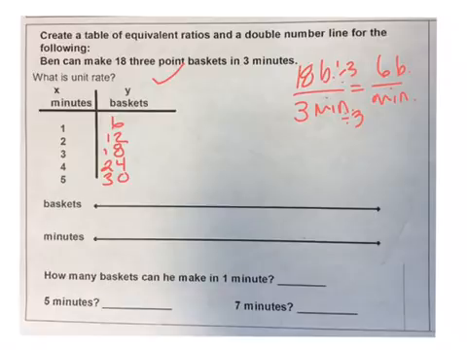So whenever we go and we create our double number line, go double check that that's correct, and now you're going to hit pause and make your double number line and answer the questions.